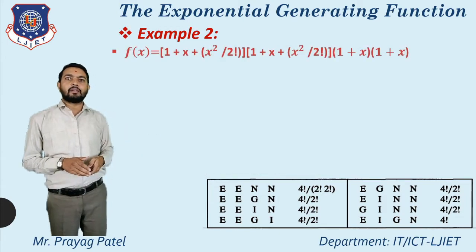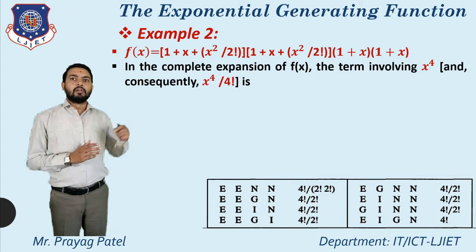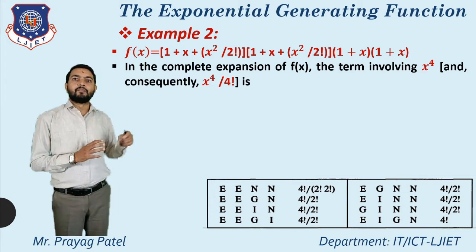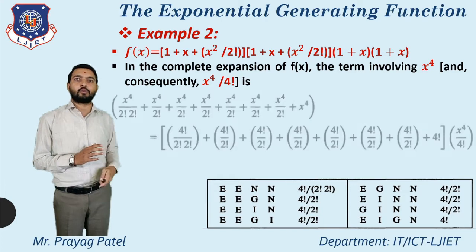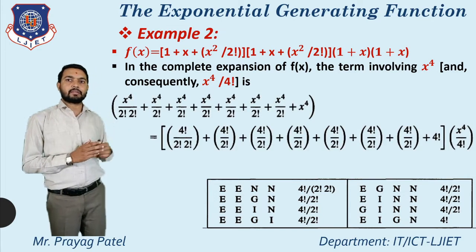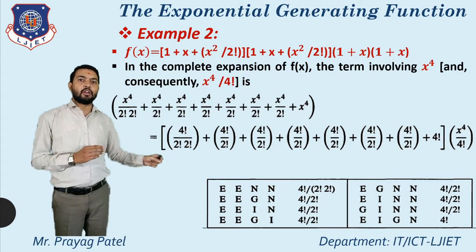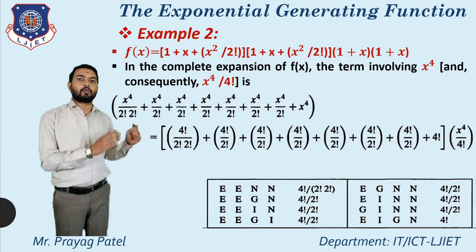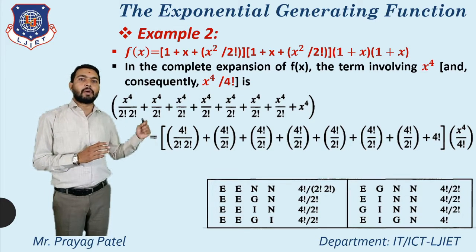So now after that we consider the final calculation in the complete example, or complete execution, of this process. Here the term x raised to 4 is considered, consequently x raised to 4 divided by 4 factorial is represented like this, because for all the elements we already found the value. For E, E, G, E, N, N it is equal to 4 factorial divided by 2 factorial into 2 factorial. For the second case we find 4 factorial divided by 2 factorial.